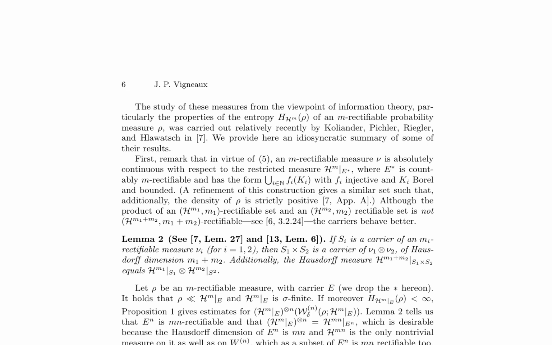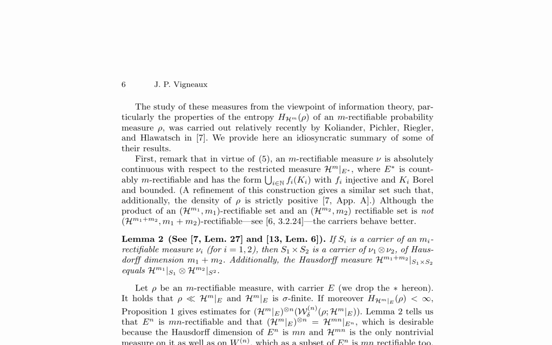The study of m-rectifiable measures from an information-theoretic perspective focuses on the properties of the entropy H^m(ρ) of an m-rectifiable probability measure ρ. An m-rectifiable measure ν is absolutely continuous with respect to the restricted measure H^m restricted to E, where E is countably m-rectifiable and has the form of a countable union of φ_i(K_i), with φ_i injective and K_i Borel and bounded. A refinement of this construction yields a similar set where the density of ρ is strictly positive.